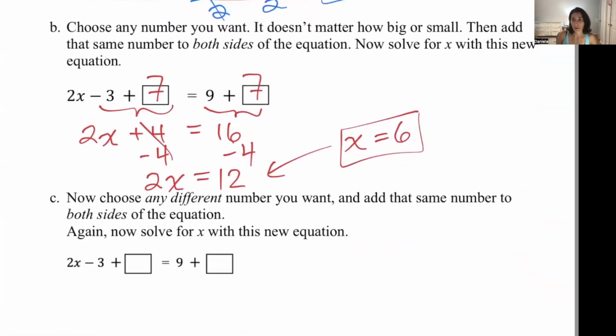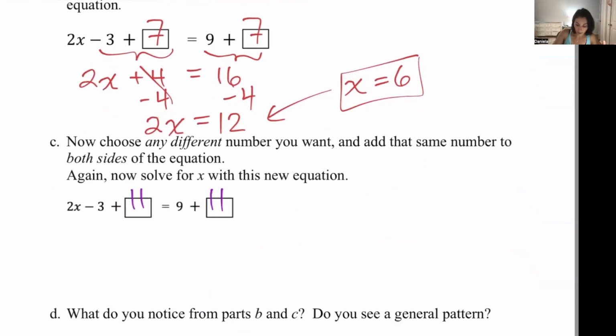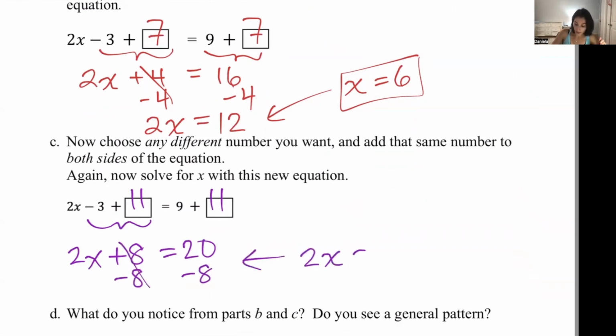Is it just with the number 7? What if I picked another random number, how about 11? But make sure you add it to both sides, right? Now when we combine like terms here, we get 2x plus 8, and then 9 plus 11 is 20. So now we have this quote unquote new equation. When we subtract both sides by 8, we get 2x is equal to, surprise, surprise again, 12, right? Divide by 2, we get the same answer.